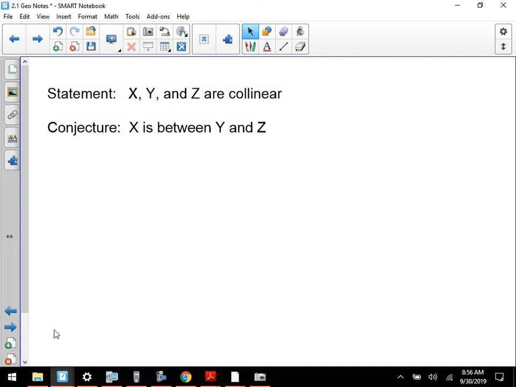We're going to use a lot of definitions of stuff that we've done: collinear, supplementary, complementary, things like that. Coplanar, we might have. It's usually what we start with in this type of stuff. So if I say X, Y, and Z are collinear, and my conjecture, my educated guess, is that X is between Y and Z. True or false? What does it look like? If they're collinear, they're in the same line, right? All right, so it says X is between Y and Z.